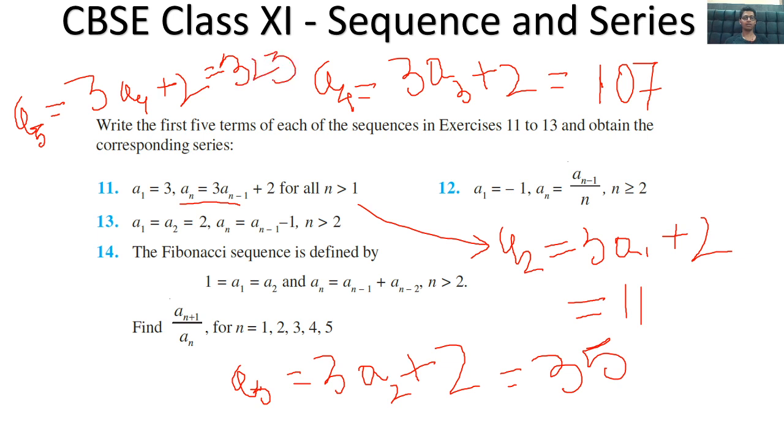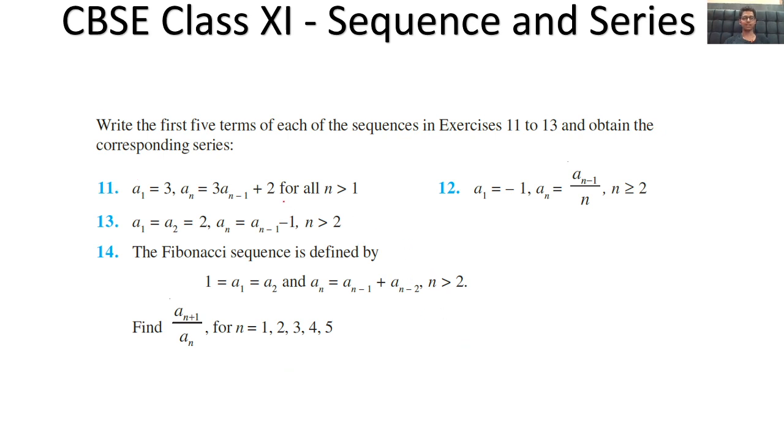So that's how we'll get all the first 5 terms of the sequence of this particular question. We have a1 is equal to 3, a2 is equal to 11, a3 is equal to 35, a4 we have 107, and a5 is 323. By this methodology, we can find the first 5 terms in each of the sequences for any question that has been given here. Let's do the same for this particular question.